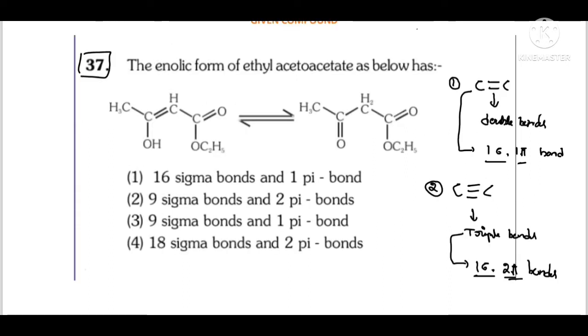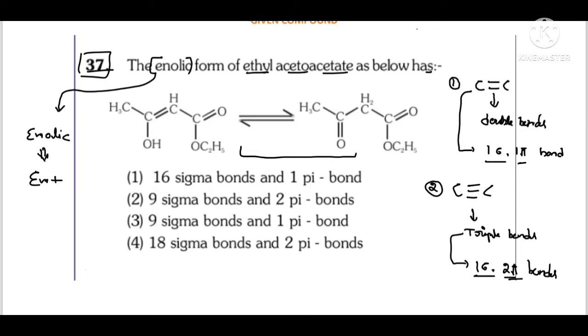Now, let us jump into the given question. The enolic form of ethyl acetate is given below. First of all, you have to identify which one is the enolic form. The word itself represents it: enolic means ene plus alcohol, that means a double bond plus OH is present. This type of structure is called the enolic form.